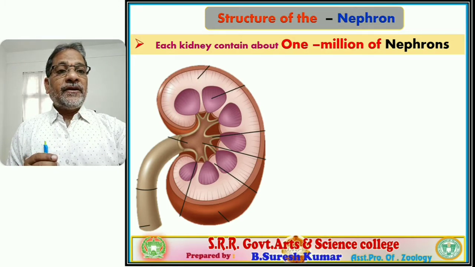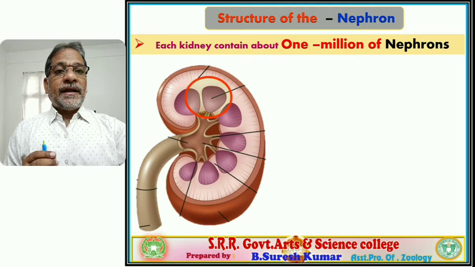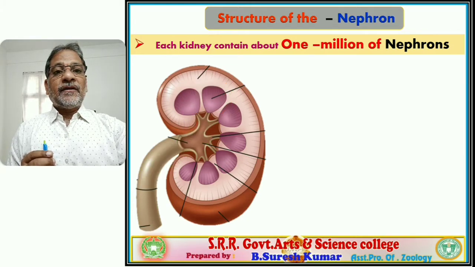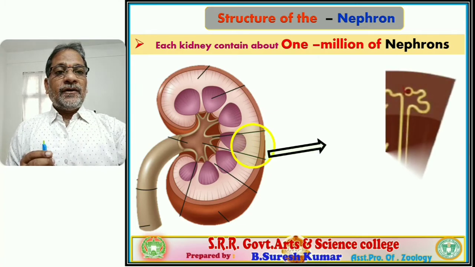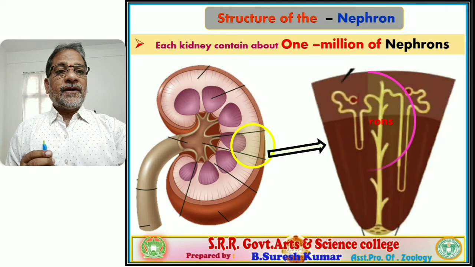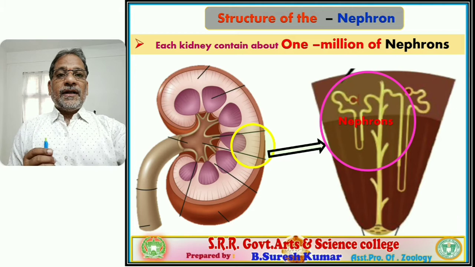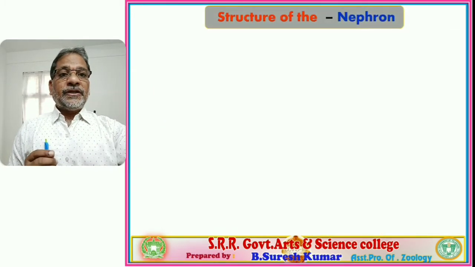Observe the longitudinal section of the kidney, in which the conical shaped structures are called renal pyramids, in which fine, hair-sized, thin tubular structures are present. They are called nephrons. So the nephrons are the structural units of the kidney. Next, why are the nephrons considered functional units?